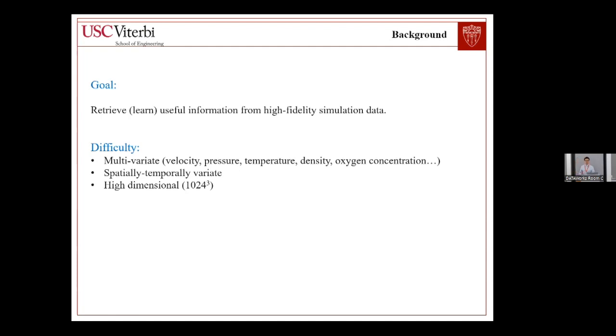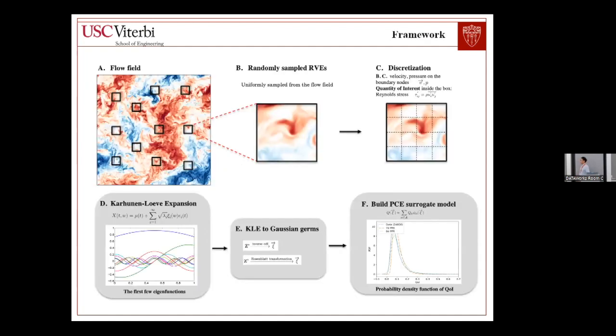First, it is multivariate. For each point in the flow field, we have velocity, temperature, pressure, and many other quantities. Second, the flow field is evolving spatially and temporally since it is the solution of a set of PDEs. Third, it is very high dimensional. Imagine a snapshot of DNS, direct numerical simulation. It could be several gigabytes.